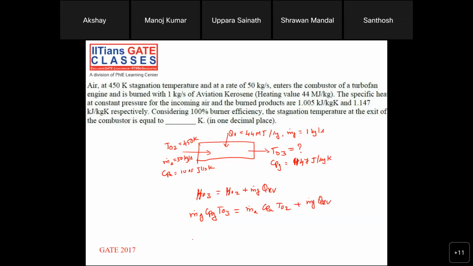So now you don't have to use that particular formula. All other quantities are given to you. Just write T03 is equal to m dot A Cp of air T02 plus m dot F QCV, whole divided by m dot G Cp of gas. That's it. And m dot G, of course, you have to calculate. m dot G is nothing but m dot A plus m dot F, so that is 50 plus 1, 51. So if you substitute all the values, can you guys tell me what is the answer you are getting?